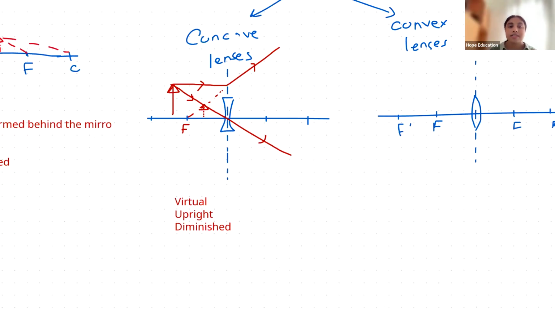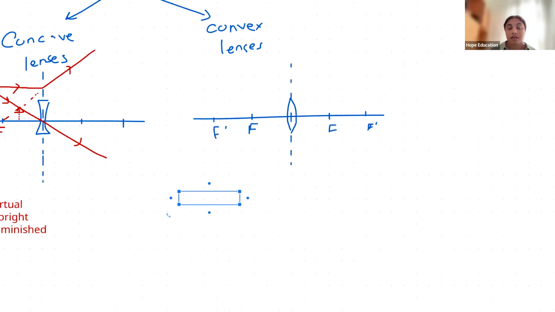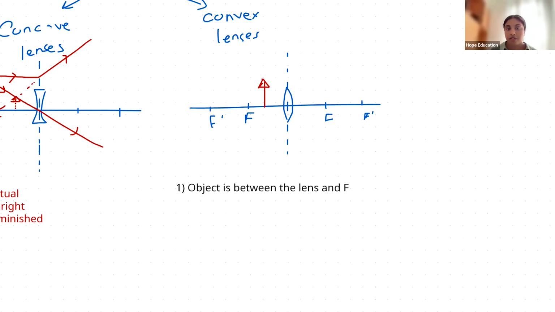Okay. Convex lenses, we learned about how many ray diagrams? 5, no? We learned 5 ray diagrams. One is when the object is between the lens and the focal point. What are the properties of the image? The parallel light ray refracts through the focal point. Then the light ray through the optical center goes along the same path.